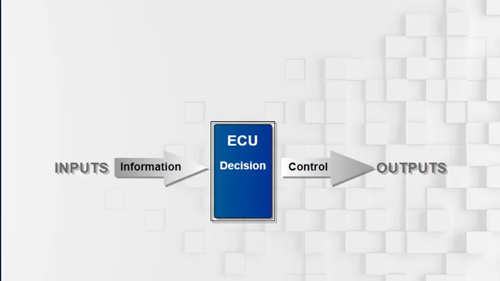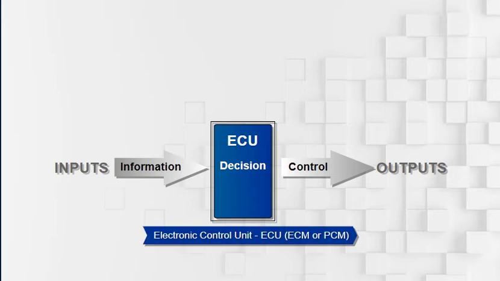Many vehicle systems, such as electronic stability control, fuel injection, and the transmission, use computers, often referred to as an electronic control unit, ECU, ECM, or PCM. ECU-controlled circuits have three requirements in order to operate.